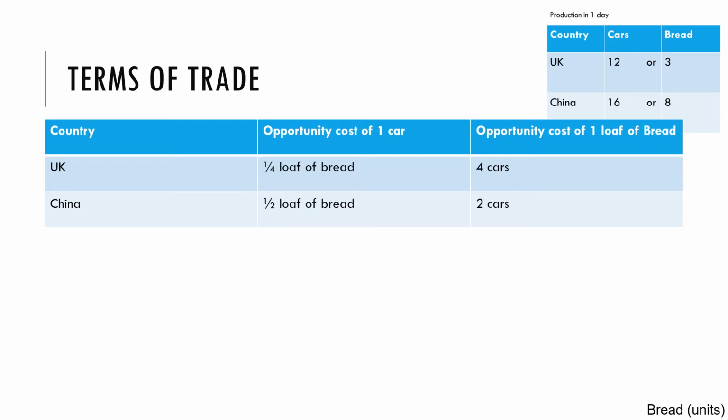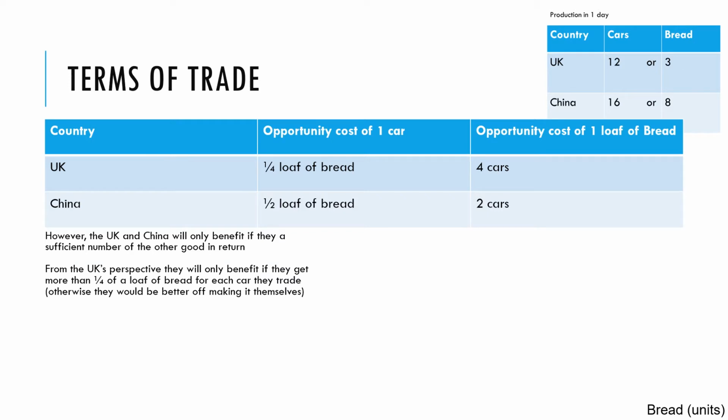Now, countries will only be better off if they specialize, if they can, in exchange for what they're producing, receive something that's better than what they could have done. So the UK and China will only benefit if they receive a sufficient number of the other good in return. So for example, the UK are producing cars and they're exchanging them for bread. But remember, the UK could have, instead of producing that car, had a quarter of a loaf of bread. So in order for the UK to be better off, they want to receive more than a quarter of a loaf of bread from China for each car that they trade with them.